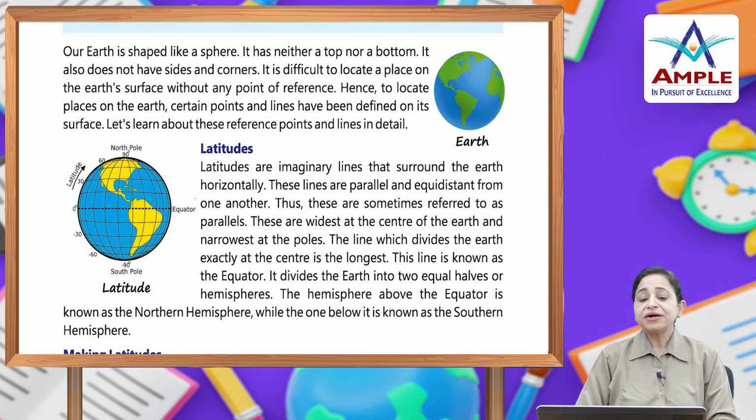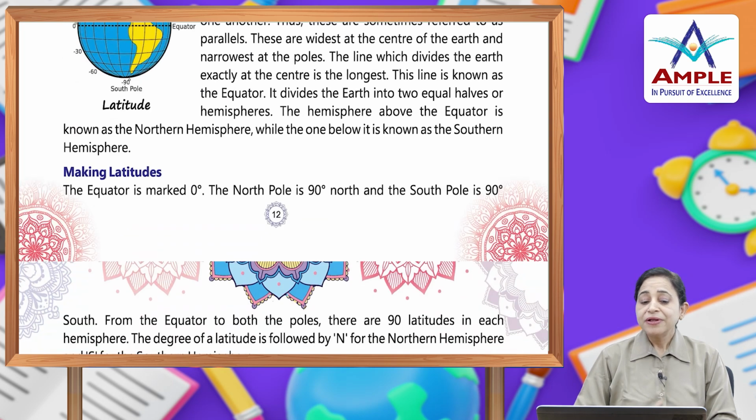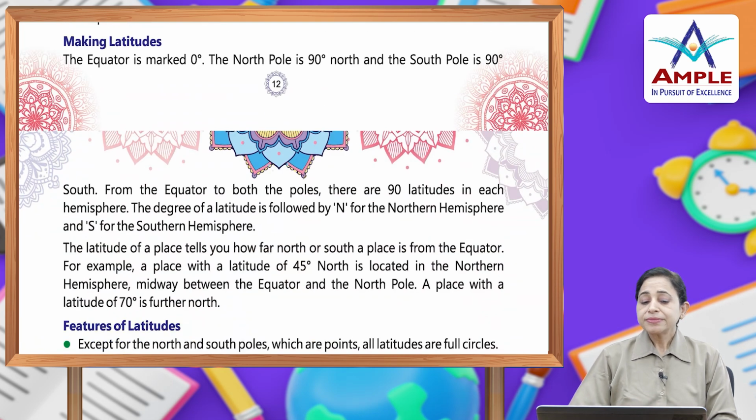The line which divides the earth exactly at the center is the longest. This line is known as the equator. It divides the earth into two equal halves or hemispheres. The hemisphere above the equator is known as the northern hemisphere, while the one below it is known as the southern hemisphere, making latitudes. The equator is marked 0 degree, the north pole is 90 degree north and the south pole is 90 degree south.